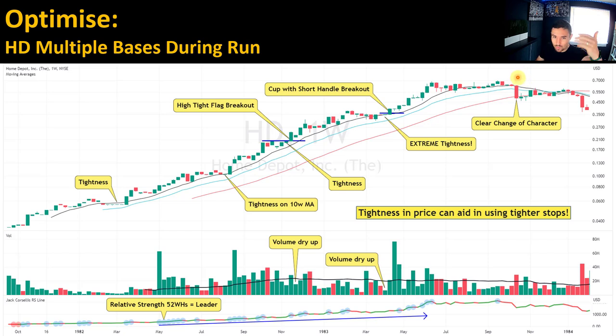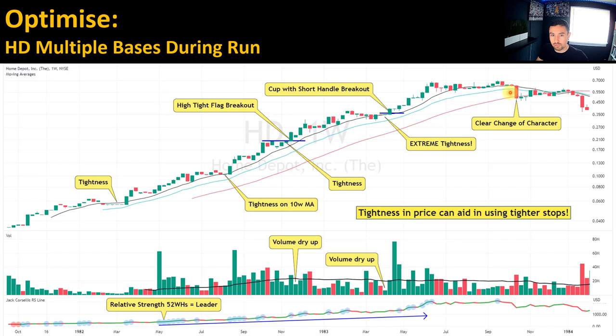But here, look how obvious this change of character is. Look at the increase in volume coming through as well. It opens on the high of the week, closes on the low of the week. The red line is the 40-week moving average, which is the 200-day moving average. Paul Tudor Jones had a saying, or a quote: never buy a stock and never own a stock below its 200-day moving average, which is the red line here, the 40-week. So this should really be tipping you off, and this here is a phase three base. Even worse, you see this change of character bar here.